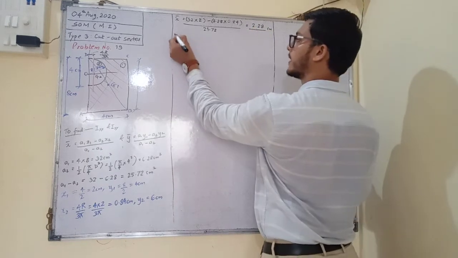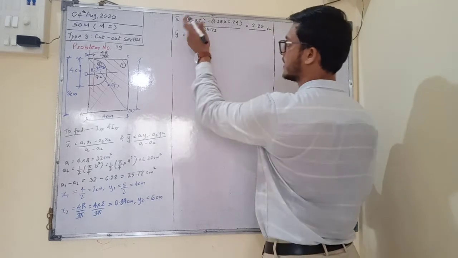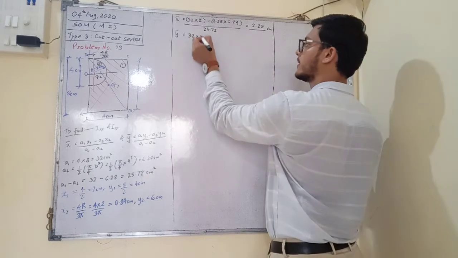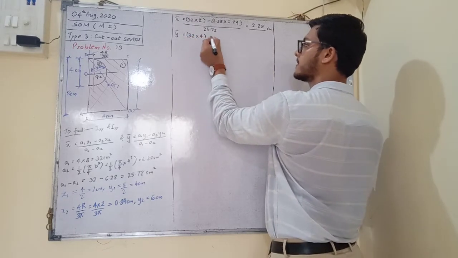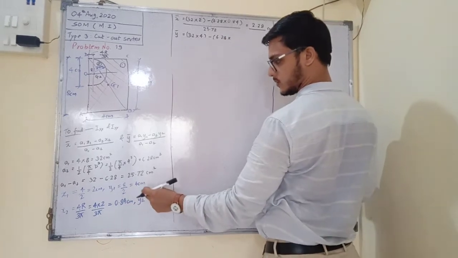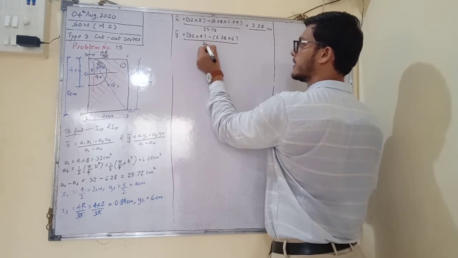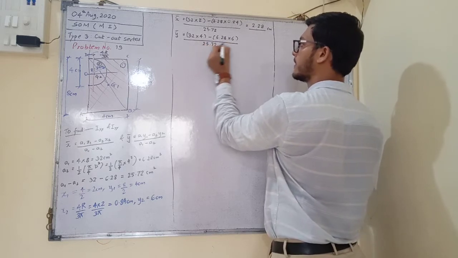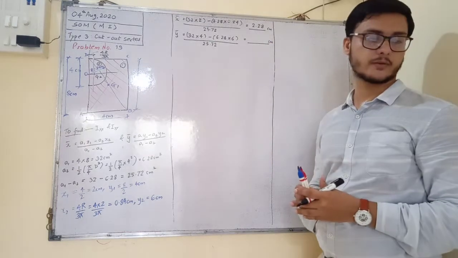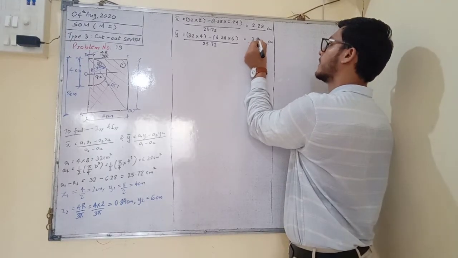Similarly for y bar, substitute the values. A1 is the same, area will be same, 32. y1 is how much? y1 is 4 centimeter, minus A2 same 6.28 into y2, 6 centimeter, divided by the difference again I have calculated, 25.72. So on solving this I will get the answer of y bar, which will be the centroid of that figure. So it comes out to be 3.51 centimeter.